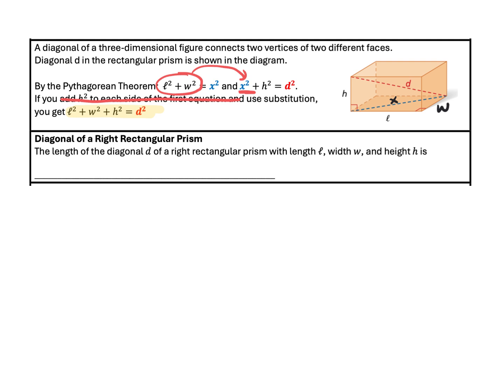And that formula works for finding the diagonal, but if you strictly want to find just the diagonal, what you can actually do is undo that D squared by square rooting each side. So you'll end up with the diagonal is equal to the square root of L squared plus W squared plus H squared. And this formula right here, you should use to find the diagonal.